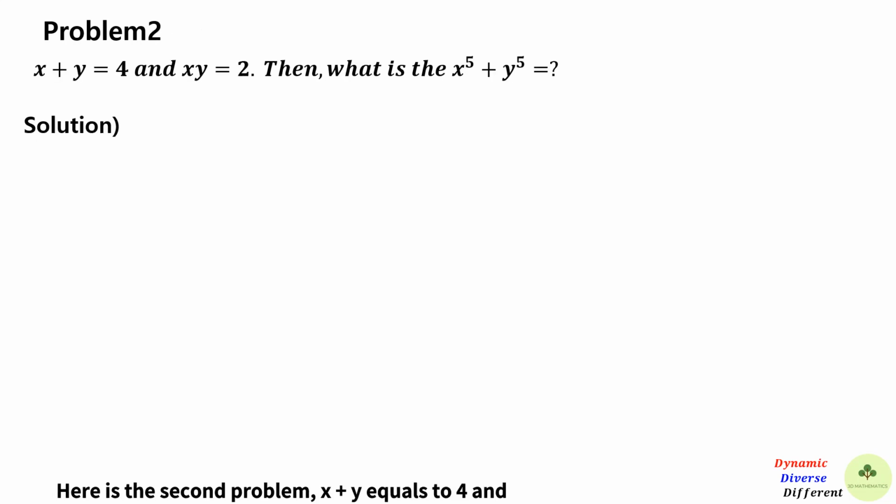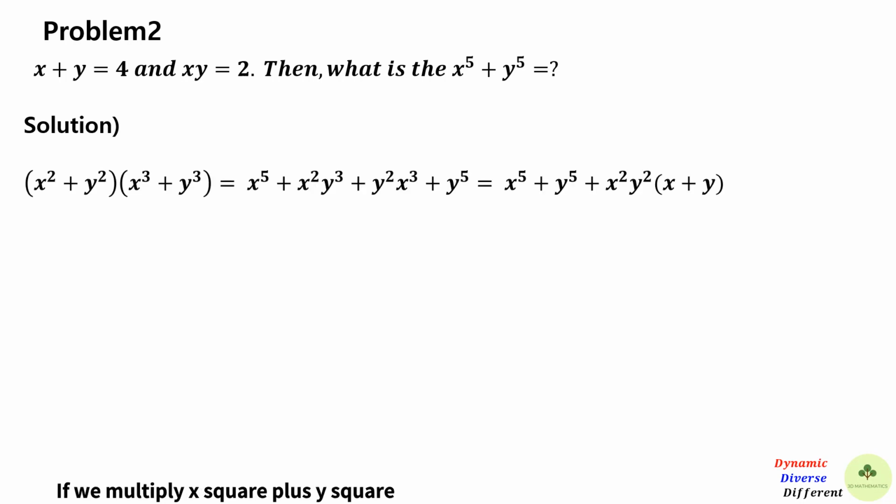Here is the second problem. x plus y equals 4 and xy equals 2. Our goal is to find x to the 5 plus y to the 5. How can we approach this problem? First, let's consider how x to the 5 plus y to the 5 can be re-expressed.